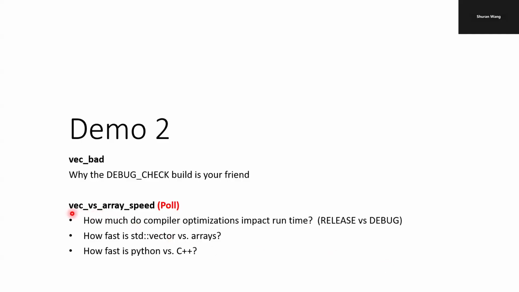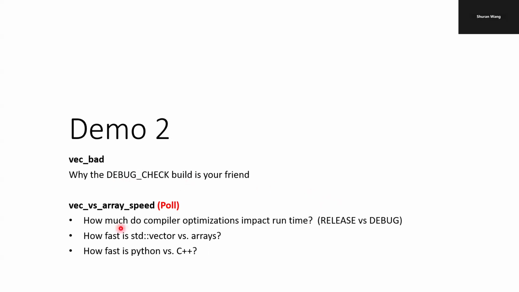And the last demo, we'll do a speed comparison. The first one: how much do the compiler optimizations impact runtime? We'll be doing release versus debug check. Do we have a hypothesis of what will be happening? Who thinks release will be the fastest, and then debug, and then debug check.